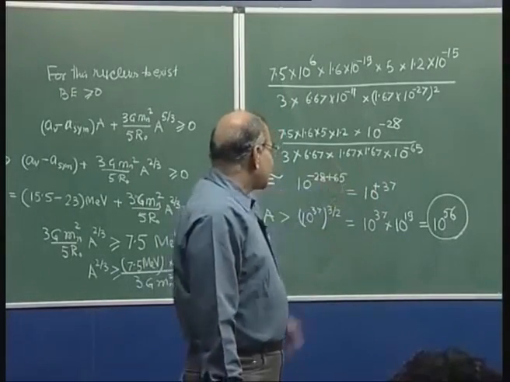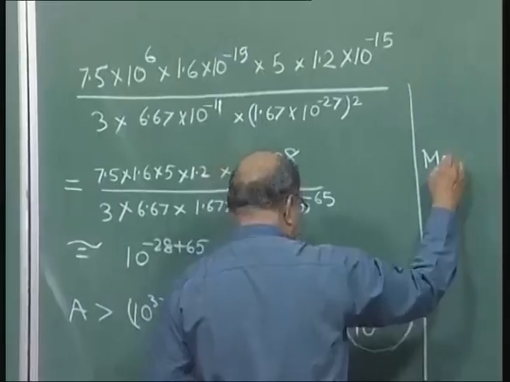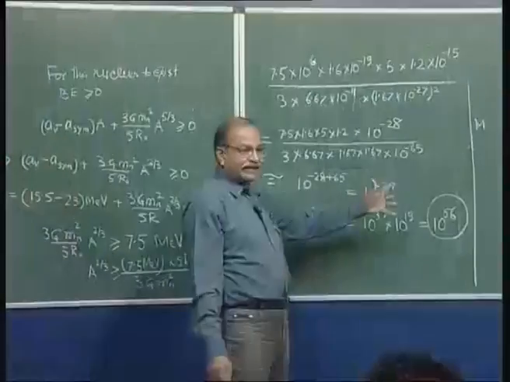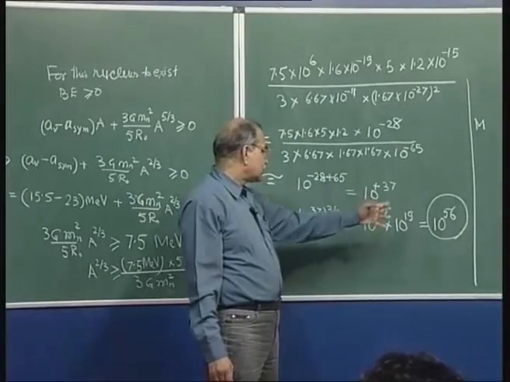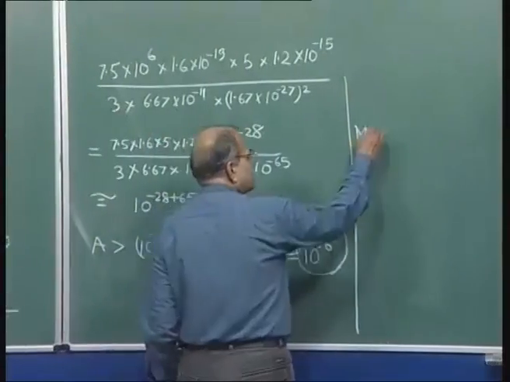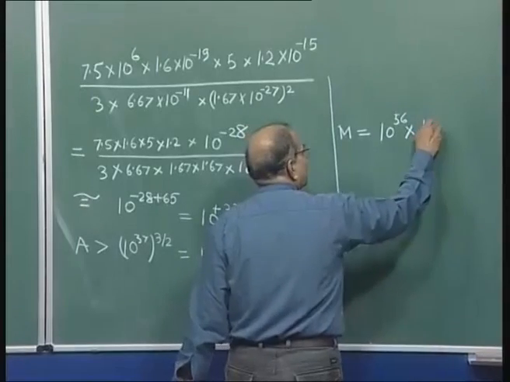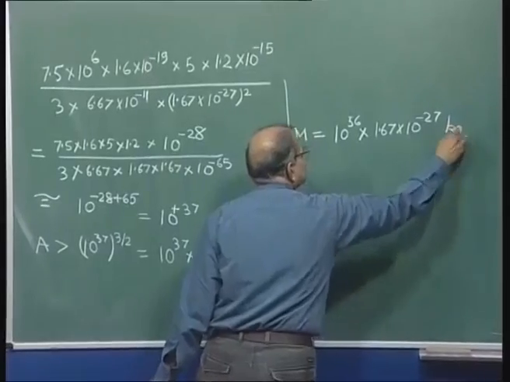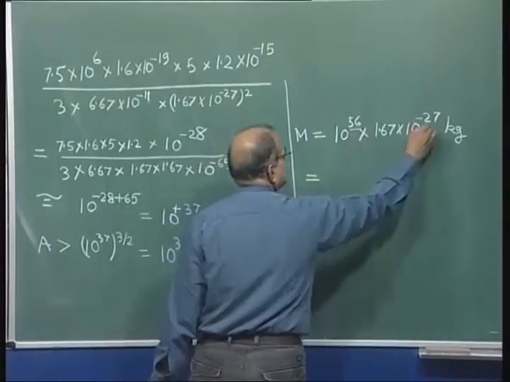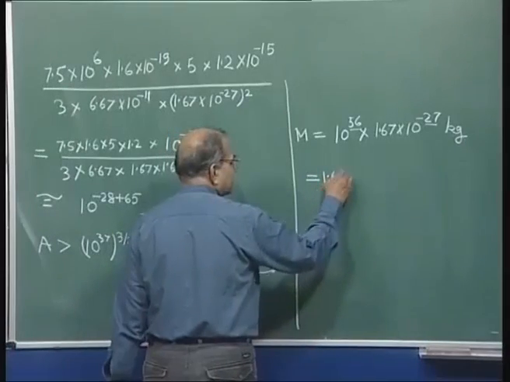Now, let us say in terms of mass, kilograms, how much is it? A should be greater than this, right. If this is the number of neutrons, what will be the mass? Mass will be equal to 10 to the power 56 times the mass of a neutron, in kg. How much is this? 10 to the power 29.